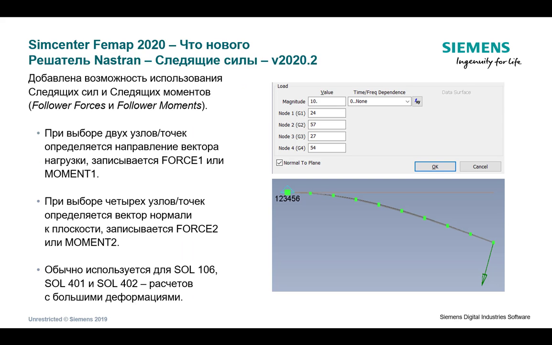Another thing that was then added in version 2020.2, mostly for nonlinear analysis, was support for follower forces and follower moments. So when two nodes or points are specified to define a direction of the load in terms of a vector, that writes a FORCE1 or a MOMENT1. When four nodes or points are specified to define a direction normal to a plane, that writes a FORCE2 or MOMENT2. And once again, just to reiterate, these are typically used by solution 106, solution 401, and solution 402 for analysis which includes large deformation.